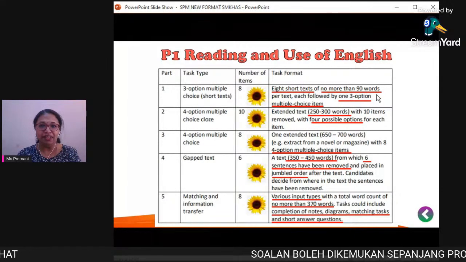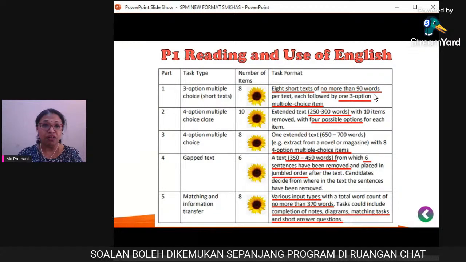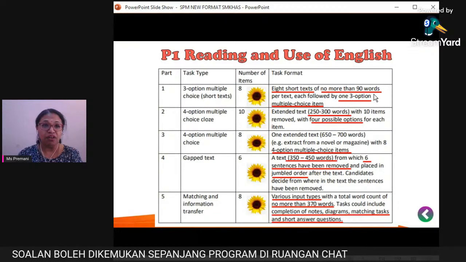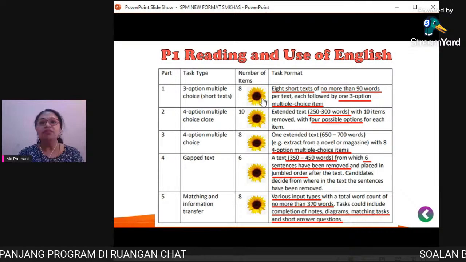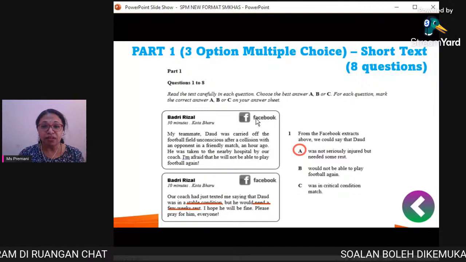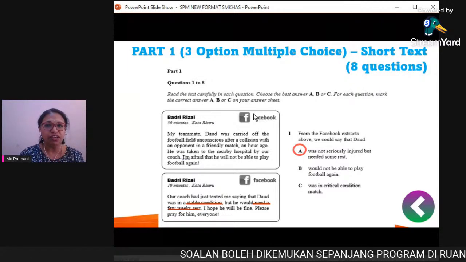And 90 words of text is not considered short. But then not more than 90, it can be 70 also. So be prepared. Let us see the example. We don't have to answer. I'm just showing you the pattern of it.